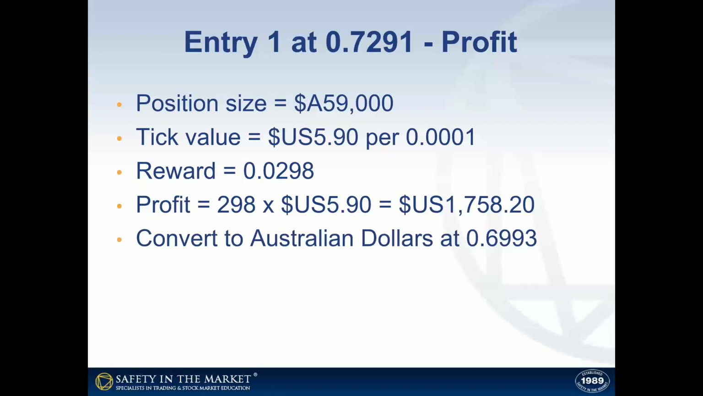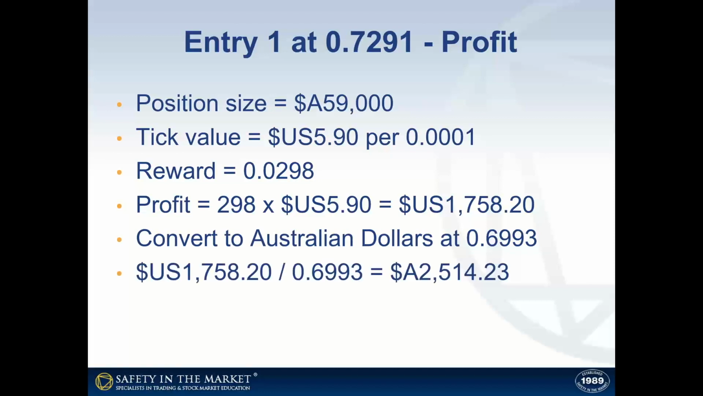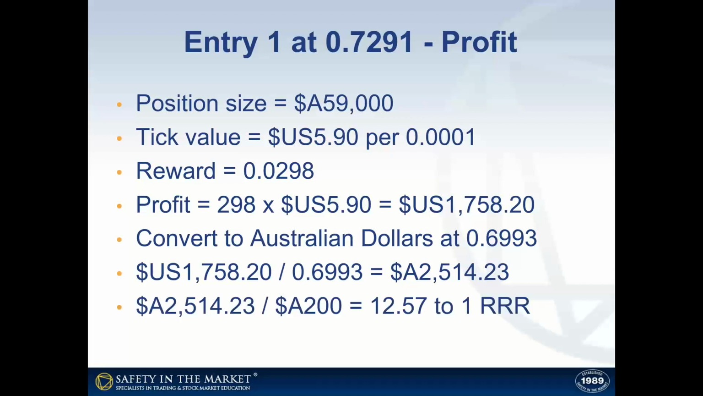So we then convert that back to Aussie dollars at the new rate at 6993, and that gives us a profit of $2,514.23 Australian. Now, if we divide that figure by our original risk of $200, we've actually got 12.57 to 1 reward to risk ratio. So we've made money on this trade in 2 ways. We've made money as the price fell, and then we've made a little bit of money on the conversion.